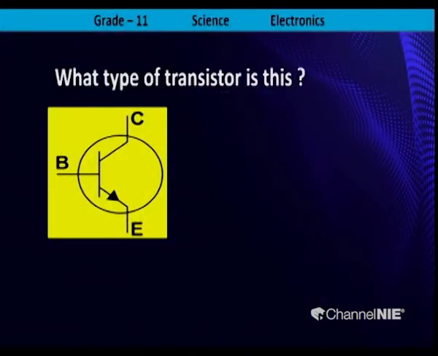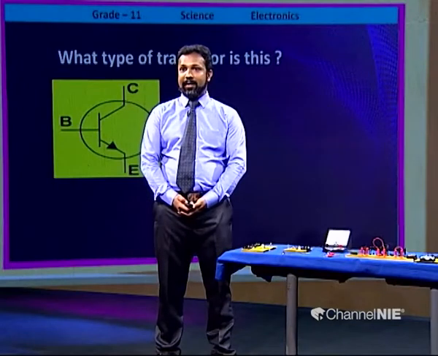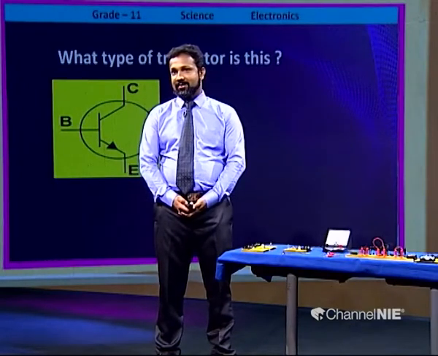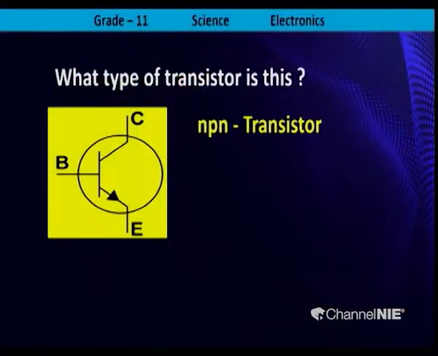If I ask you a question, what kind of transistor is shown in the picture? Is it an NPN transistor or a PNP transistor? Now you should be able to find out the type of transistor used in the given diagram. What do you think? The arrowhead is pointed towards the emitter. So this should be an NPN transistor.